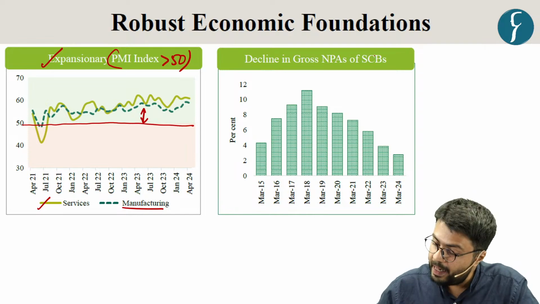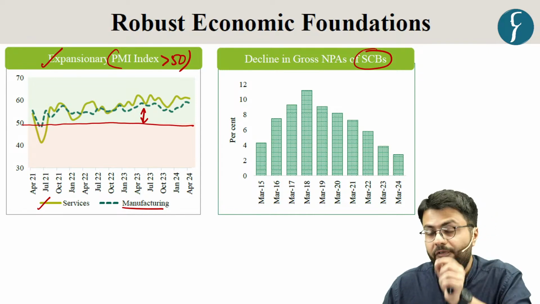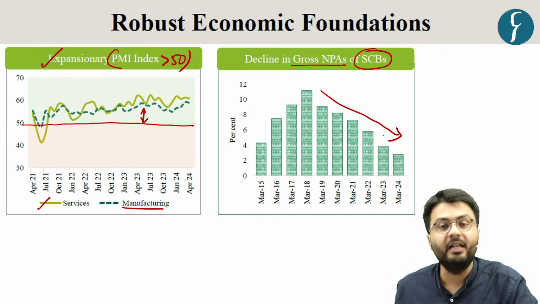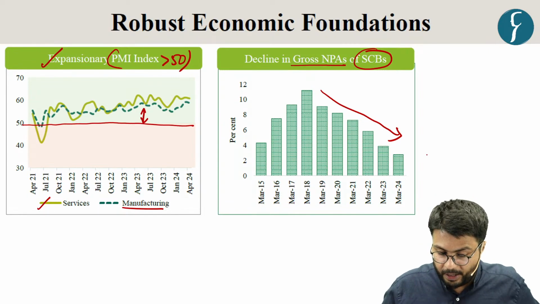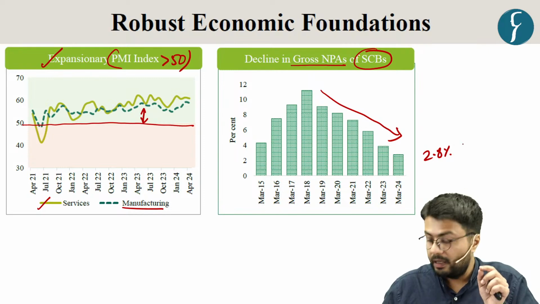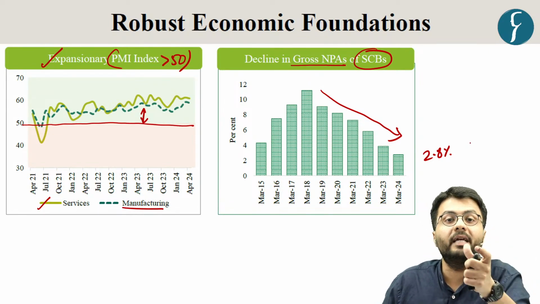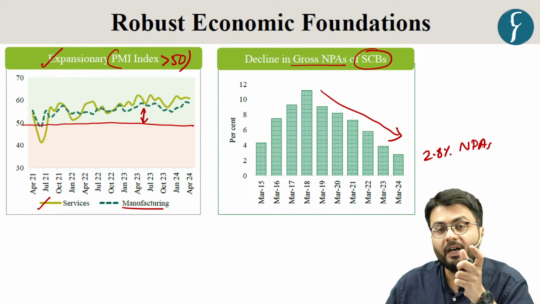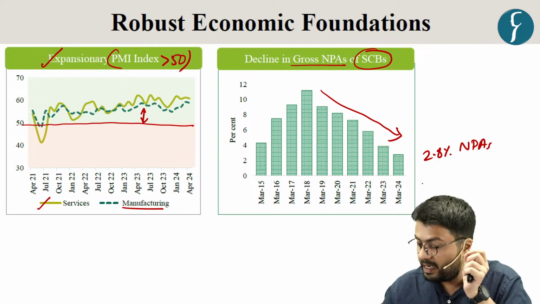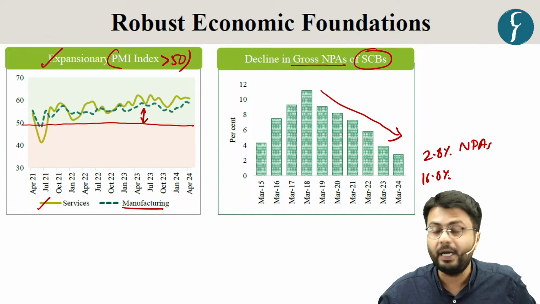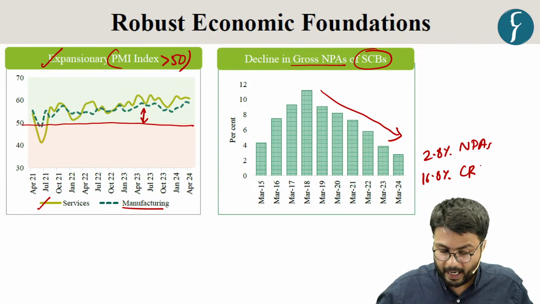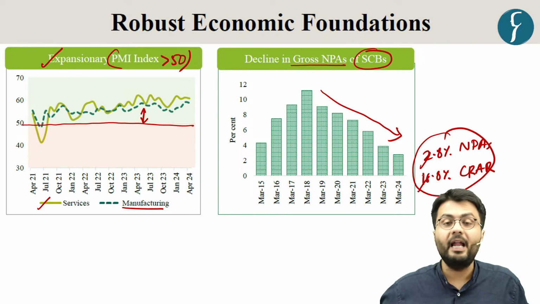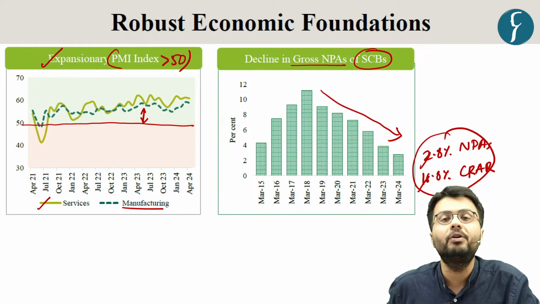Also, the financial health of India's banking sector, which is reflected by the gross NPA of the scheduled commercial banks, has also declined drastically in the past few years. And this year, it stood at about 2.8%. That is, 2.8% of loans extended by the scheduled commercial banks became non-performing assets. As far as the capital of the banking sector is concerned, it has increased to a 16.8% capital adequacy ratio, or capital to risk-weighted assets ratio. So these two factors highlight the better financial health of India's scheduled commercial banks.